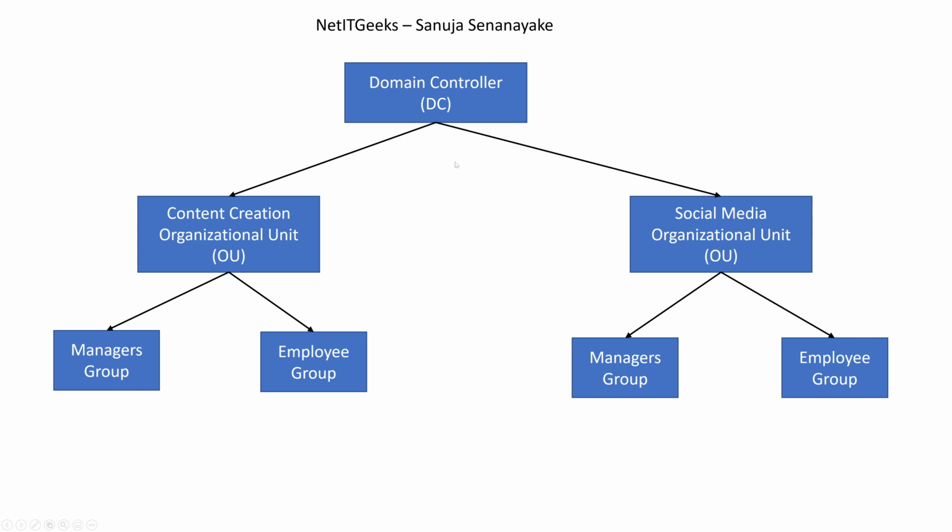So it's just like a tree structure. It starts with the domain controller. The administrator for your domain will have full control over everything underneath it. Then we will have organizational units, which will subdivide your organization into separate departments or divisions. And within those divisions or departments, you can further subdivide into groups, allowing more control over your organization.